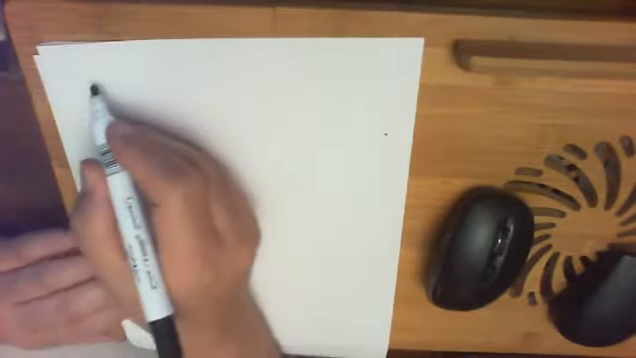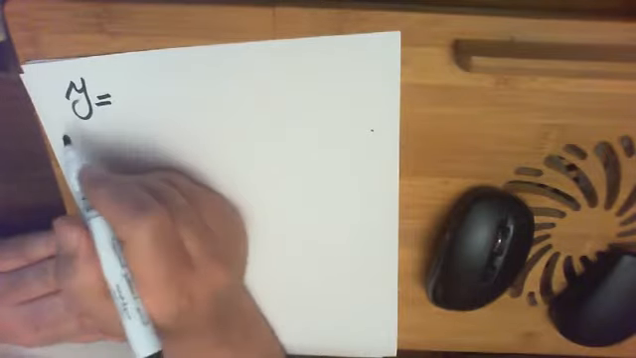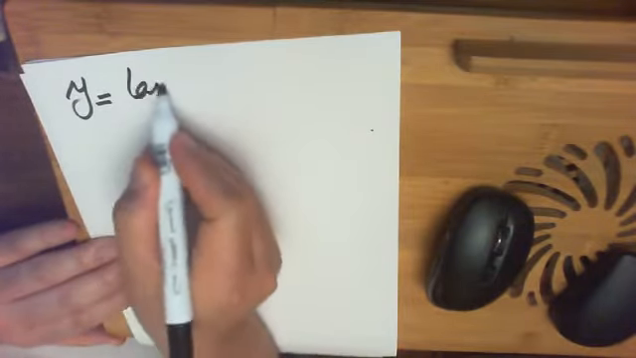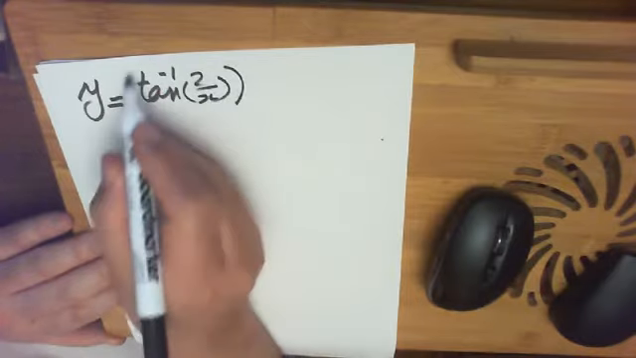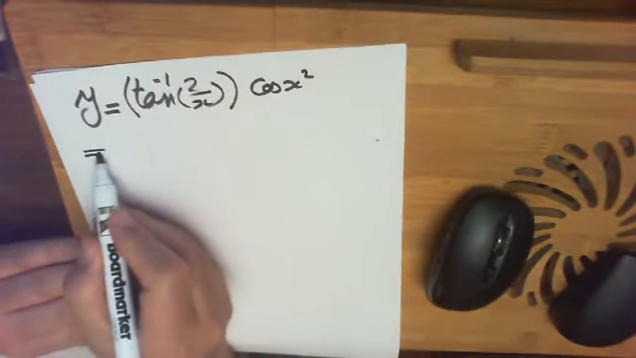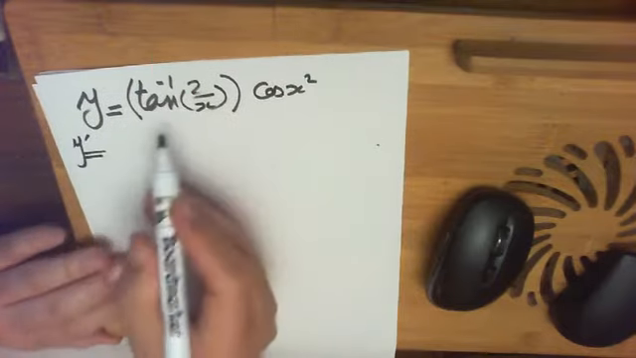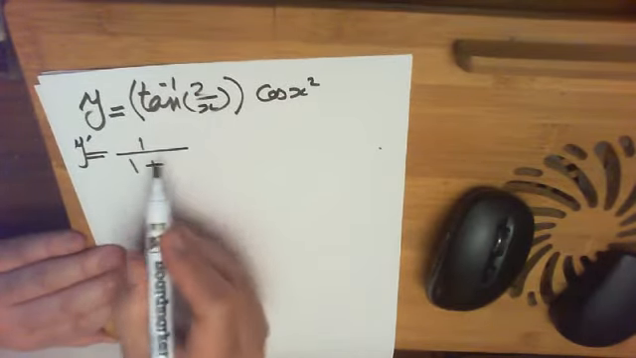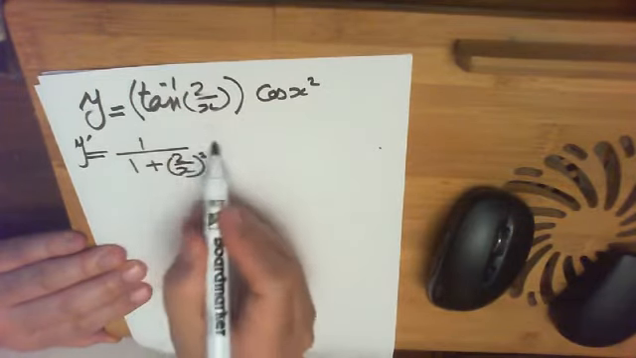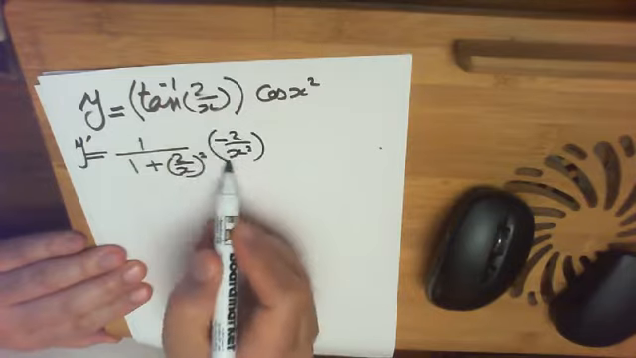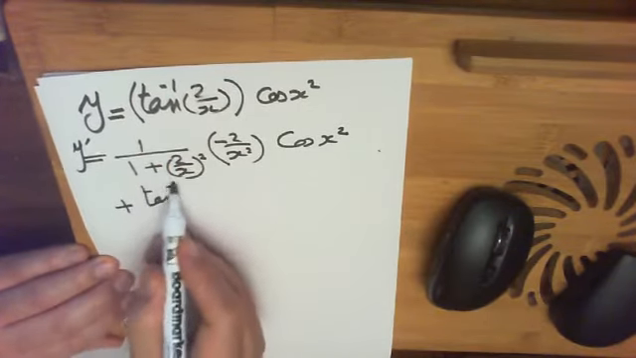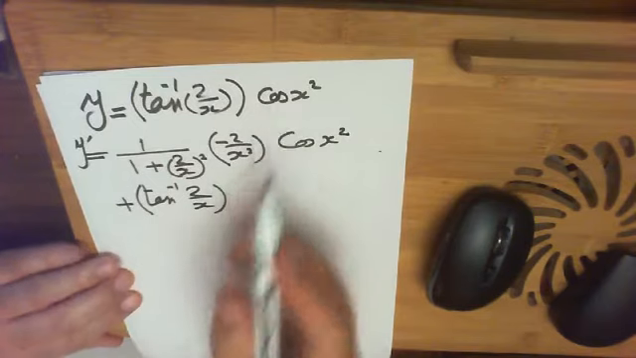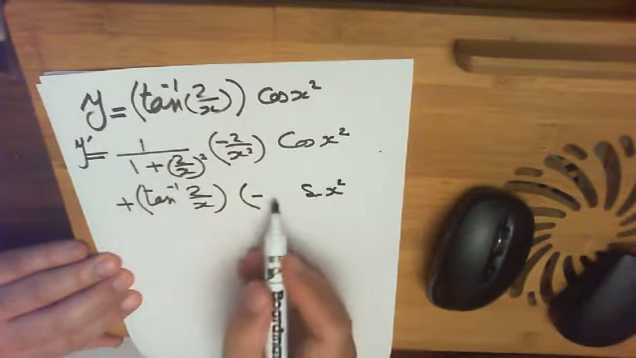Second problem is number 7, the second problem on page 24. y equals tan minus 1 of 2 over x times cosine x squared. Also a product of two functions, no problem. y dash equals 1 over 1 plus 2 over x all squared times minus 2 over x squared. This is the derivative of 2 over x times cosine x squared plus tan minus 1 of 2 over x times the derivative of cosine, which is minus sine x squared times 2x.